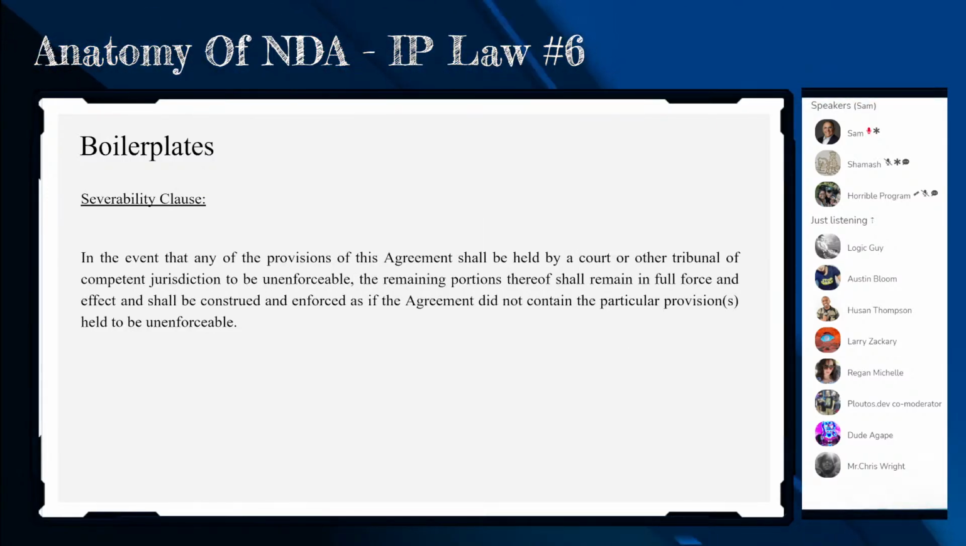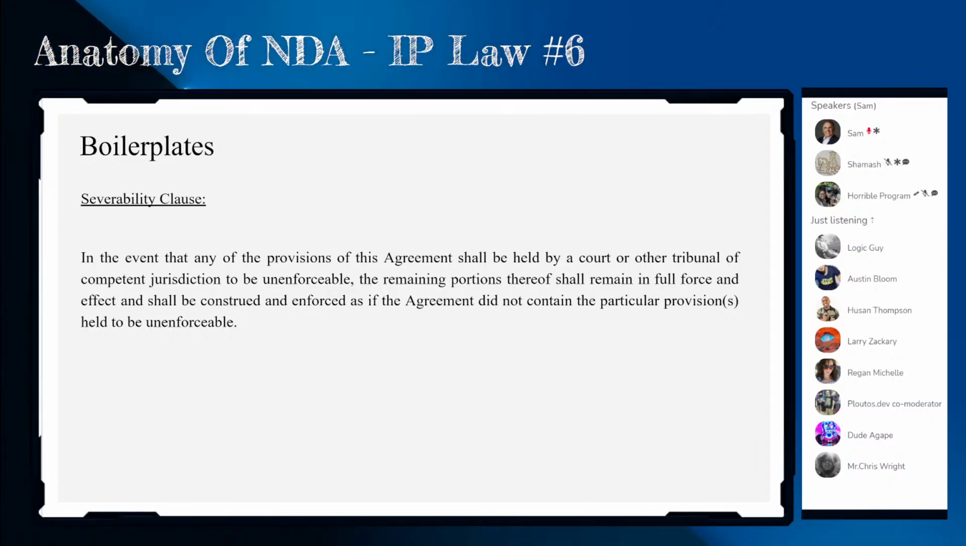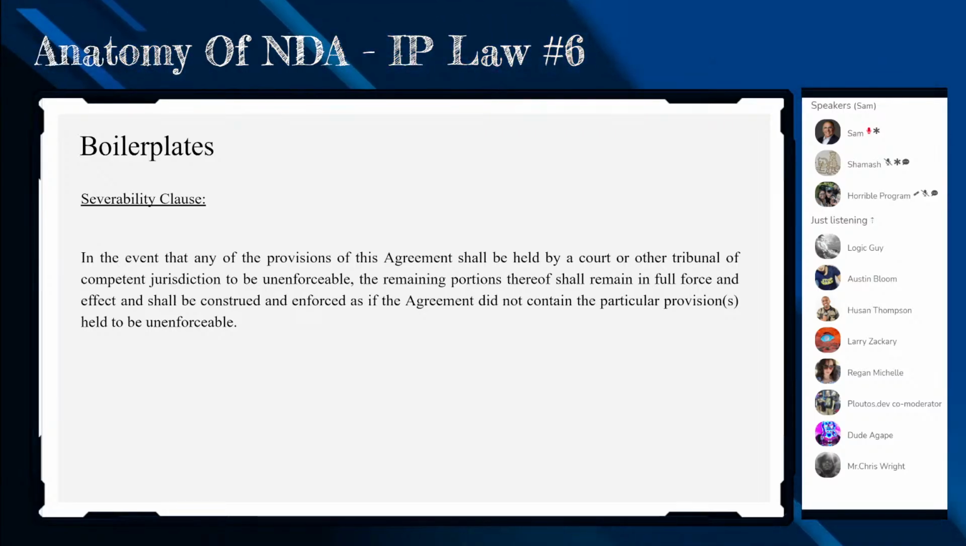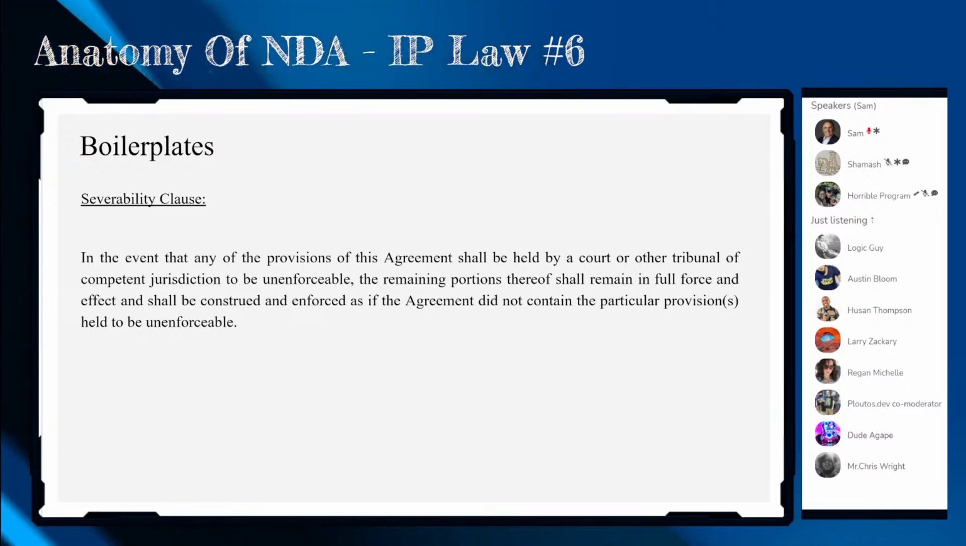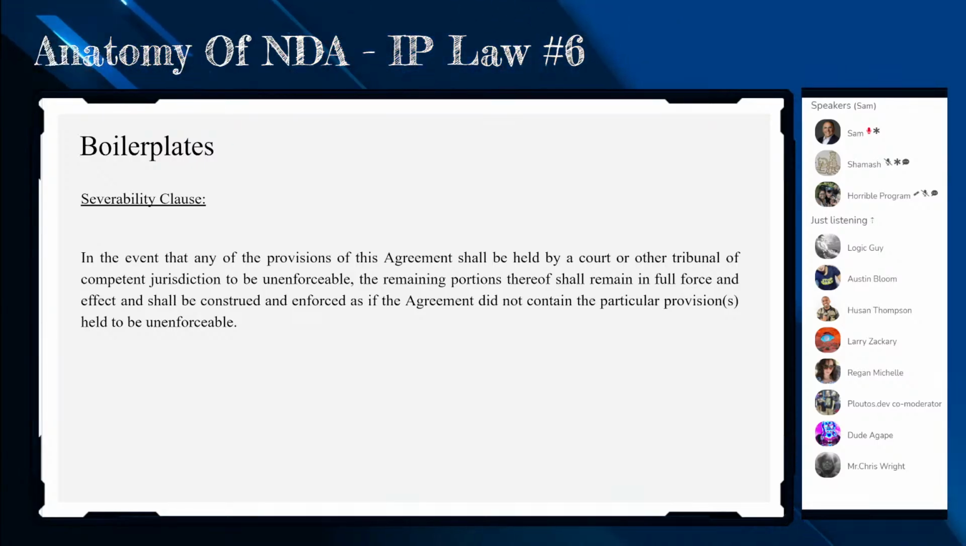The last boilerplate I want to talk about is the severability clause. And that's because, again, under normal laws of contracts, if one of the clauses is found to be invalid, the entirety of the contract is invalid. In the severability clause, you say, no, the clauses are severable. So if one of them is held to be unenforceable, the remaining portions will remain enforceable. So if you screwed up in one area, that won't kill the whole deal.